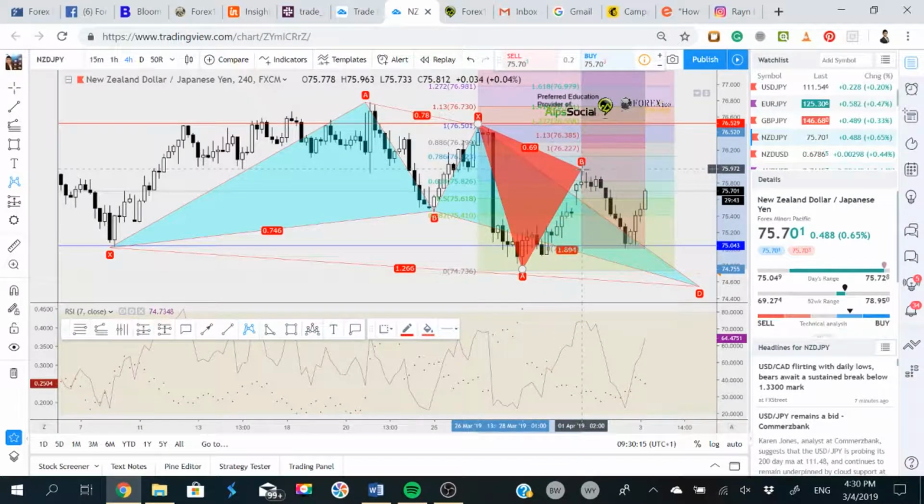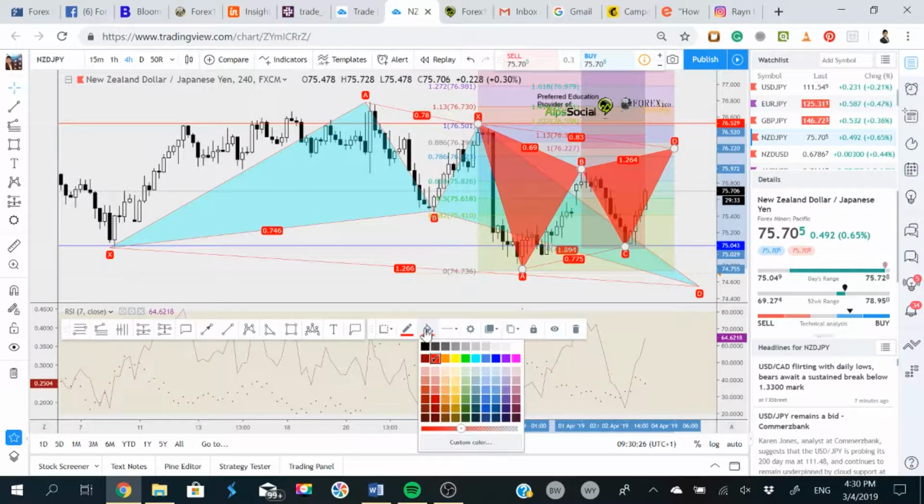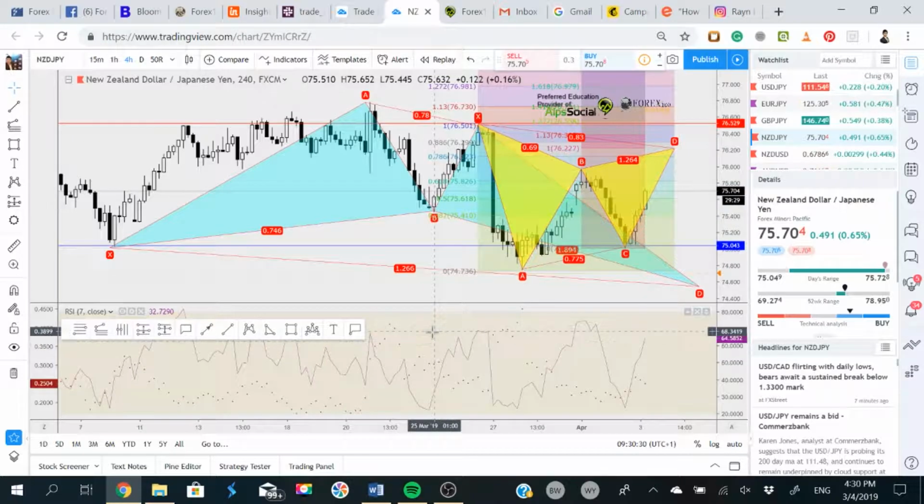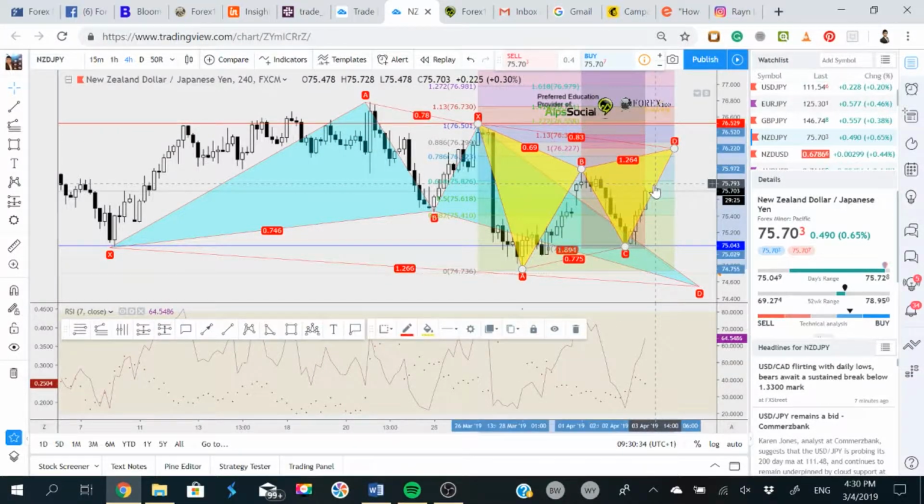Yes, alright. So we have a Gartley pattern forming up. For this pattern, I will wait for confirmation before placing any pending orders, because the D price completion can come in quite tricky.